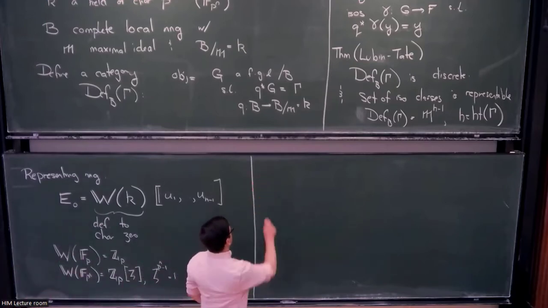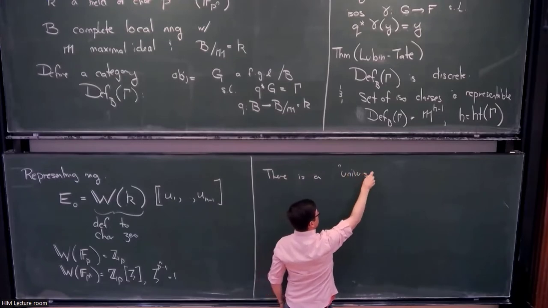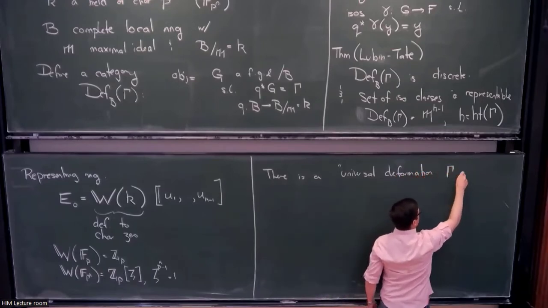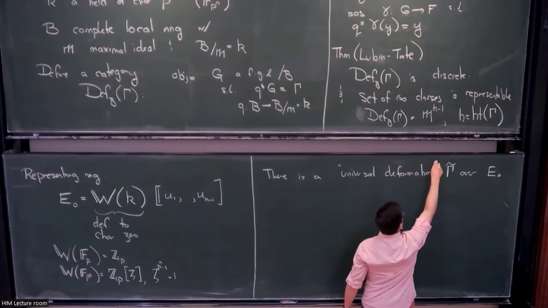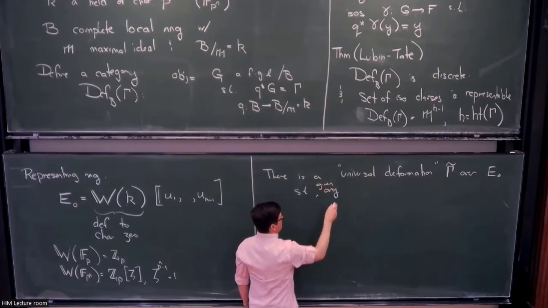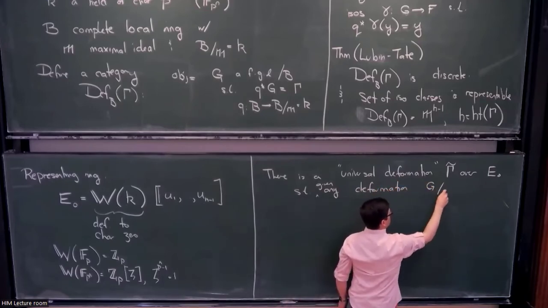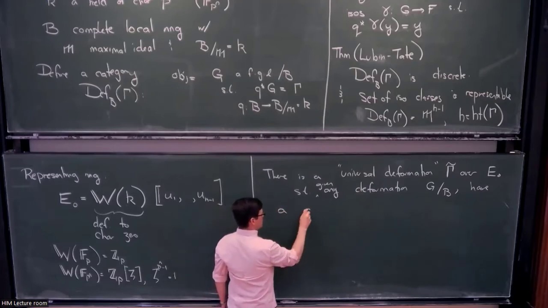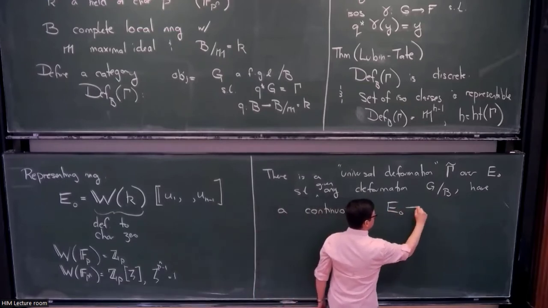And a consequence of the theorem is that there is a universal deformation gamma tilde over E0 such that, given any deformation G over some B, we have a continuous homomorphism E0 to B.